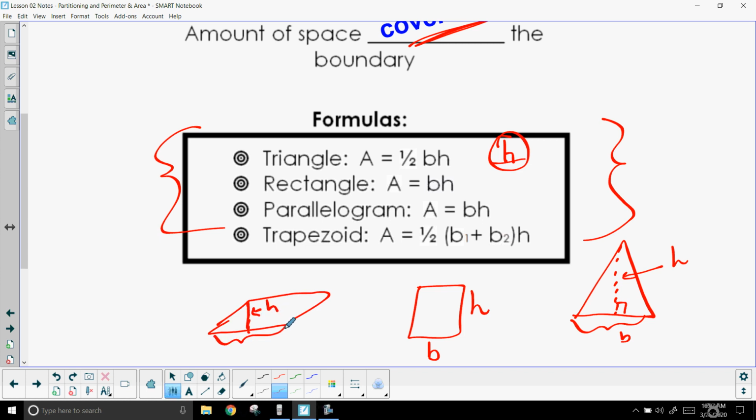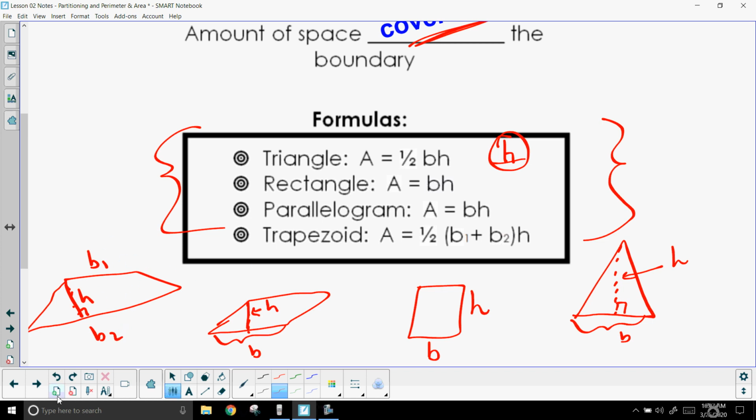And a trapezoid. This would be B1. All of this down here would be B2. Again, that right there would be the height. Draw a better picture than I did. Oh, here's some examples.